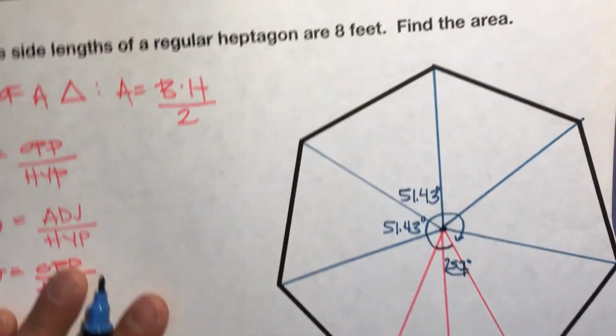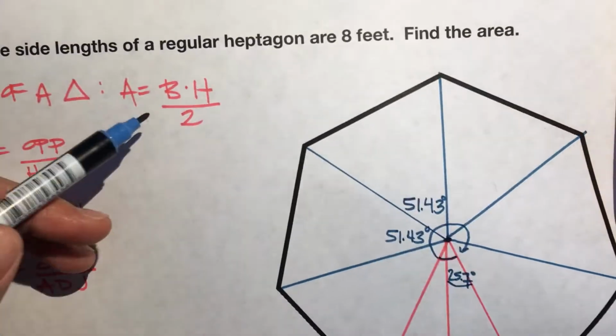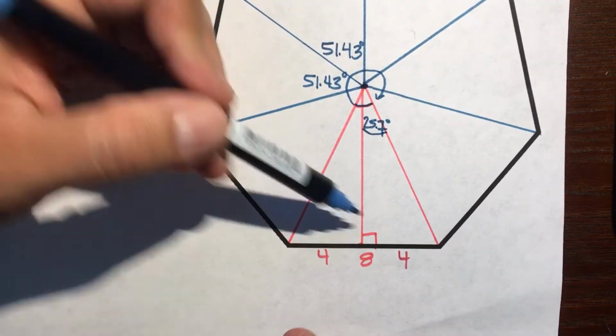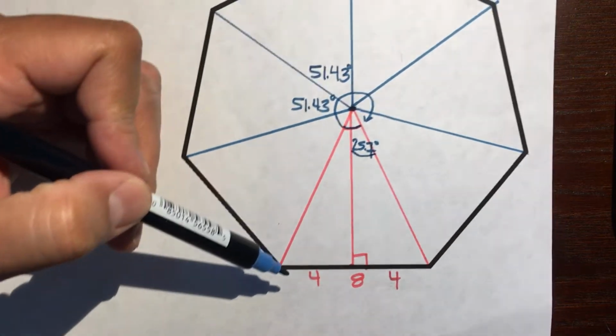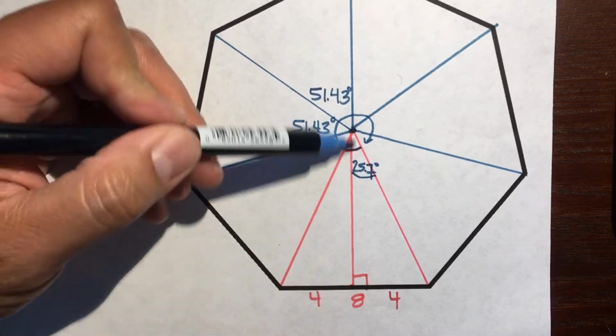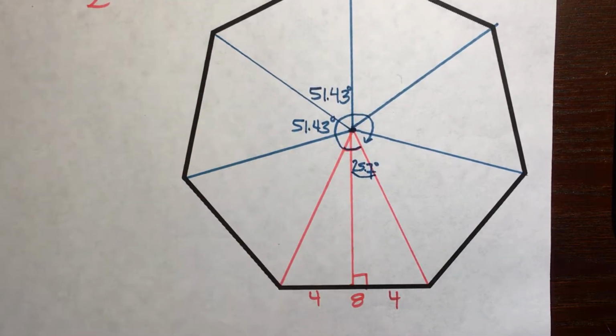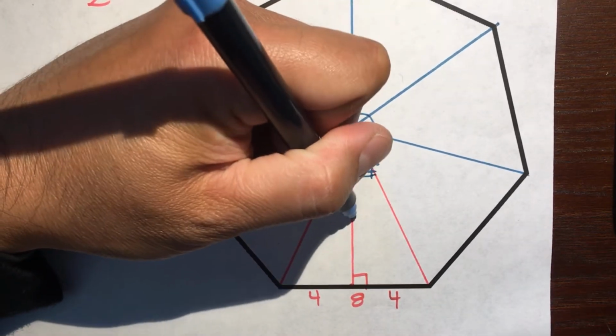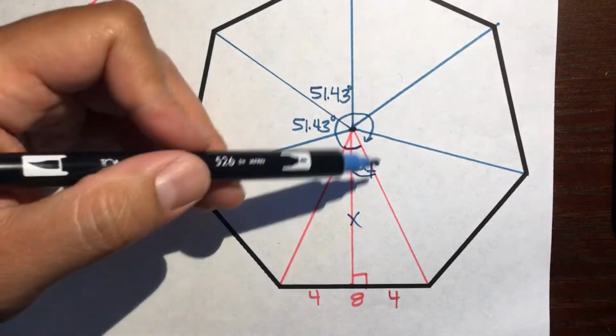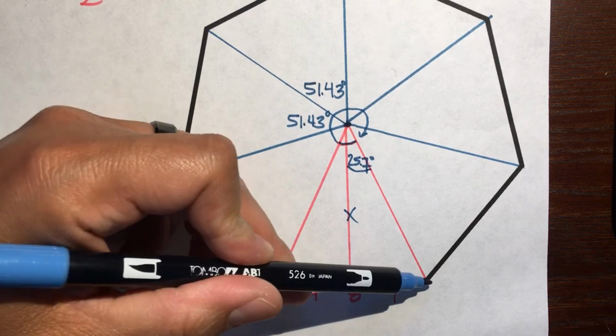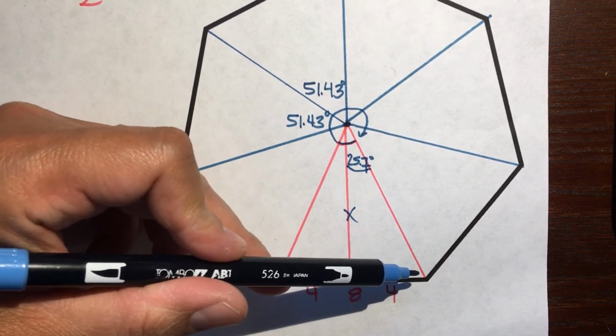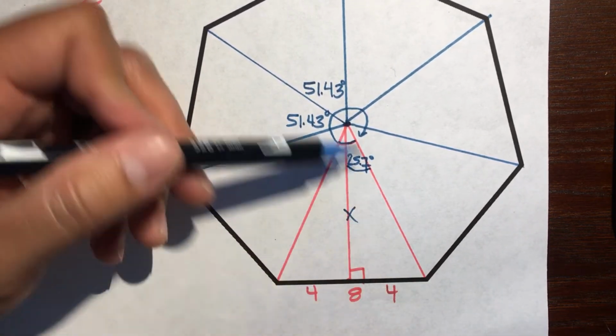So what's our goal? Well, the area of a triangle is base times height divided by 2. We have the base, which is 8. We need to know what this height is right here, so I'm going to put an X right here. And we're going to focus on this one triangle right here, and this is a right triangle, conveniently.